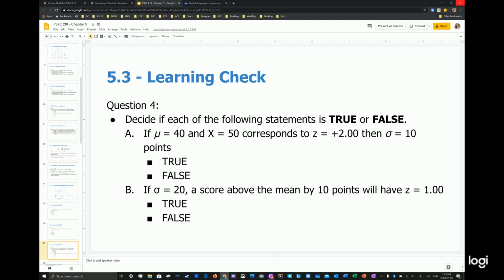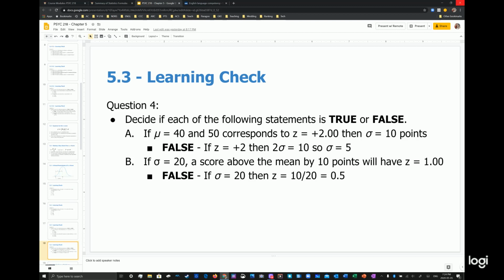Okay, next 2 questions, true, false. These might get a little confusing, but again, read the question carefully and work out the components. A, if the mu is 40 in a given distribution and x is 50, and that corresponds to a Z score of plus 2, then what is sigma? Does sigma equal 10 points? True or false? And for the next question, if sigma is 20 in a given distribution, a score above the mean by 10 points would have a Z score of 1. True or false?